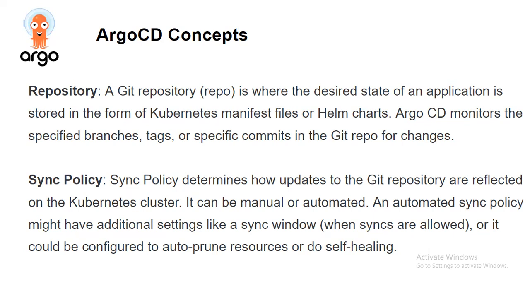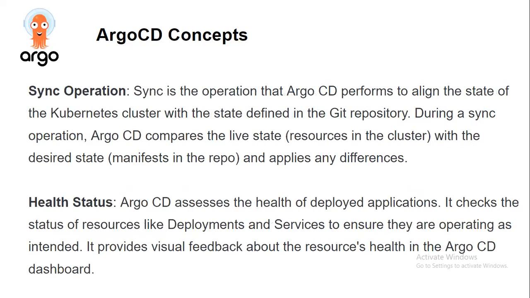Okay, the next is sync operation. So the next Argo CD concept is sync operation. Sync is an operation that Argo CD performs to align the state of the Kubernetes cluster with the state defined in the Git repository. During a sync operation, Argo CD compares the live state, that means resources in a cluster, with the desired state, meaning manifests in the repository, and applies any differences.